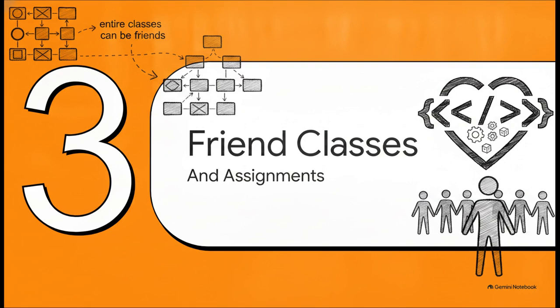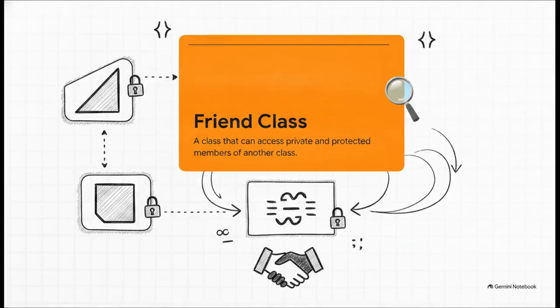Section 3, Friend Classes and Assignments. The crucial thing to remember is that this concept doesn't just apply to single functions. Let's scale this up to your actual assignments and see how entire classes can be friends. When two complex objects need deep, seamless integration, say an acute angle class and an obtuse angle class, that both need to share some independent area calculation, you can just declare an entire friend class. This opens up all private and protected data between the two.